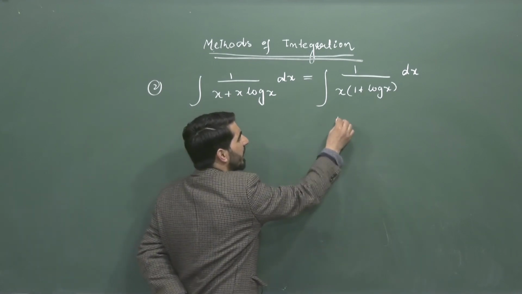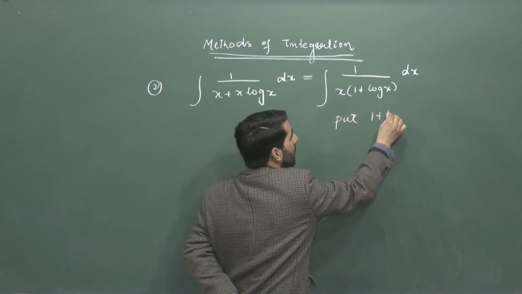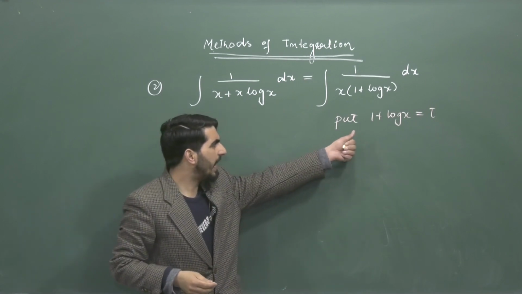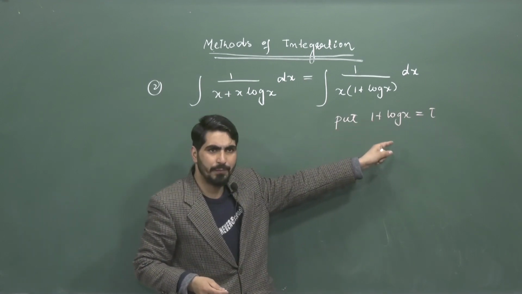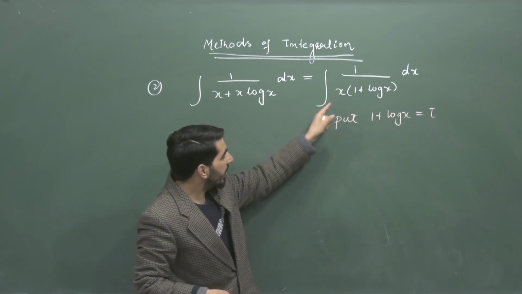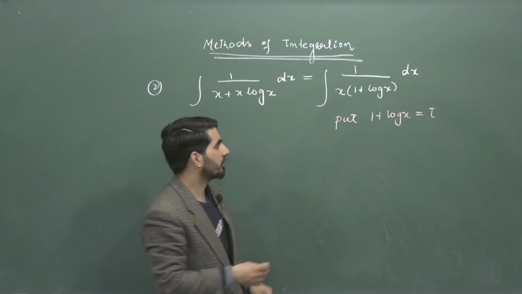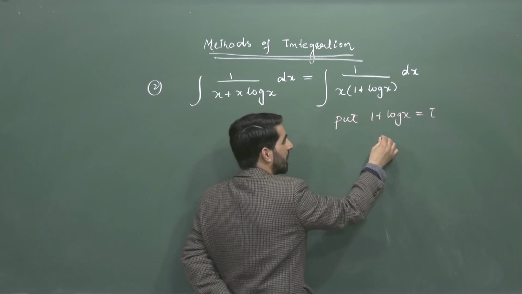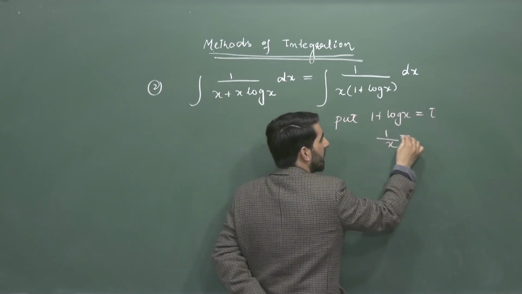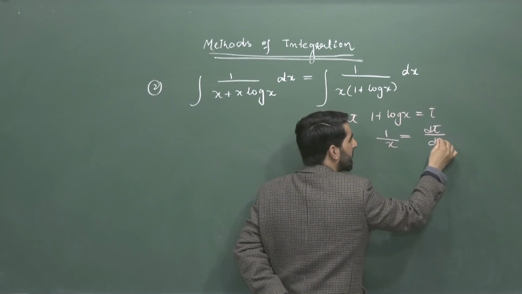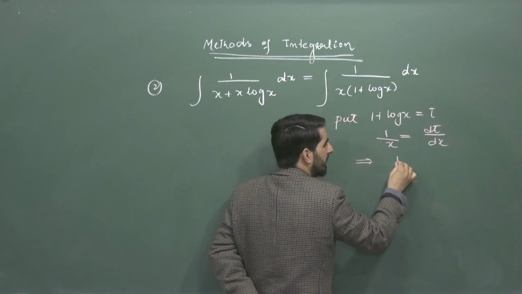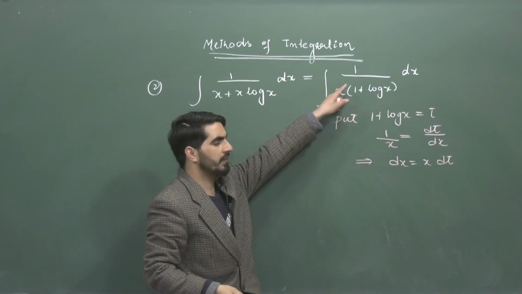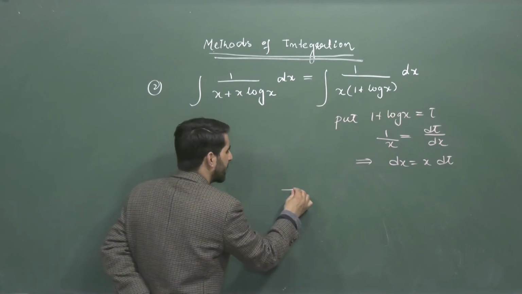Now we put 1 plus log x equal to t. Why? Because the differentiation of 1 plus log x is 1 by x, and this x will be cancelled. So differentiating both sides with respect to x, we get 1 divided by x equal to dt divided by dx, which implies dx is equal to x dt.